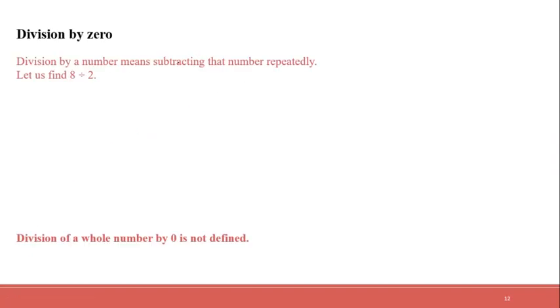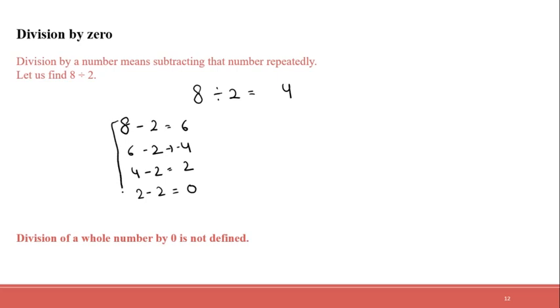Now let's come to division by zero. What does it mean? Division by a number means subtracting that number repeatedly. I want to explain this concept to you. Here, if I divide 8 by 2, what will I get? I'll get 4. How? See, if I subtract 2 from 8, I'll get 6, right? Then again I subtract 2 from it, I'll get 4. Then from 4, I'll subtract 2 and I'll get 2. Then I'll subtract 2 from 2 and I'll get 0. So how many times can I subtract 2 from this 8? First 1, 2, 3, 4. This is the calculation which we do when we simply divide it. It means 4. That means if I subtract 2 four times from 8, I'll get 0.